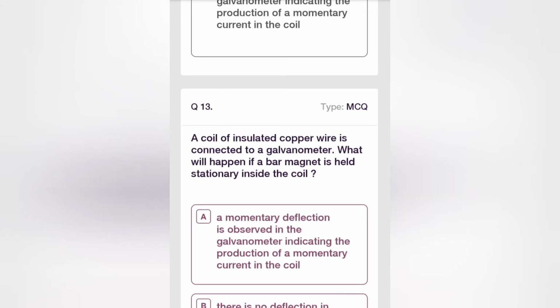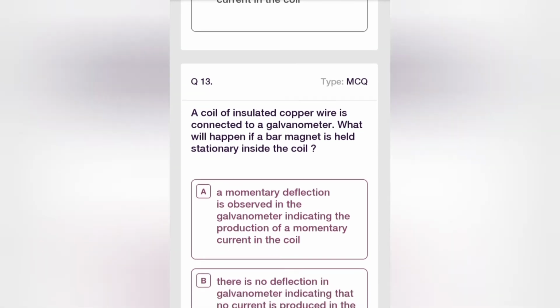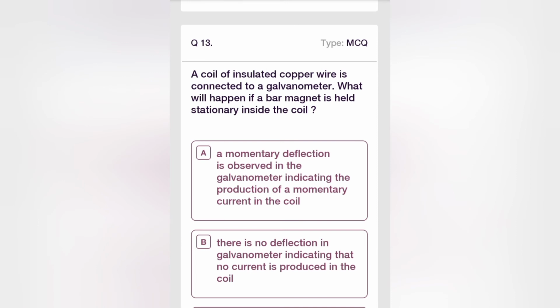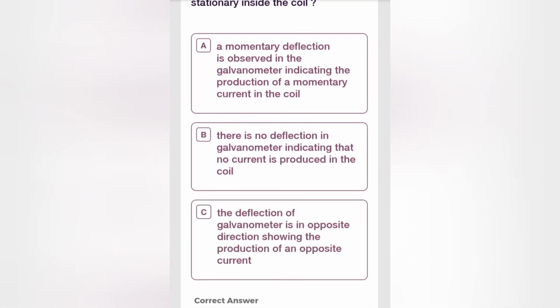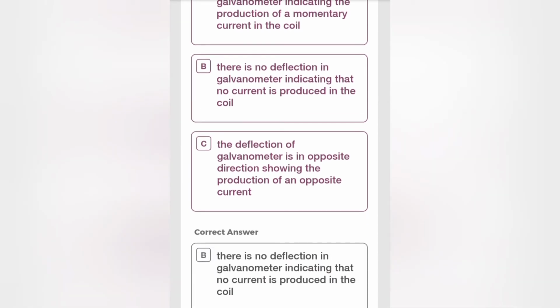A coil of insulated copper wire is connected to a galvanometer. What will happen if a bar magnet is held stationary inside the coil? Just now we have seen. If it is held stationary inside the coil, it will show no deflection. There is no deflection in the galvanometer, indicating that no current is produced in the coil. That's right. So option B is the correct answer.